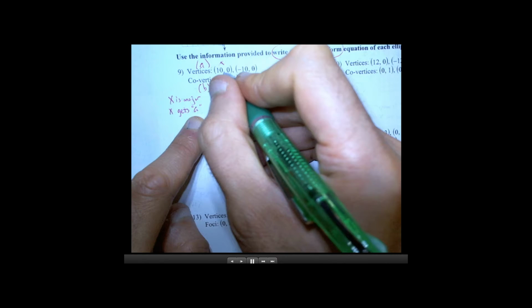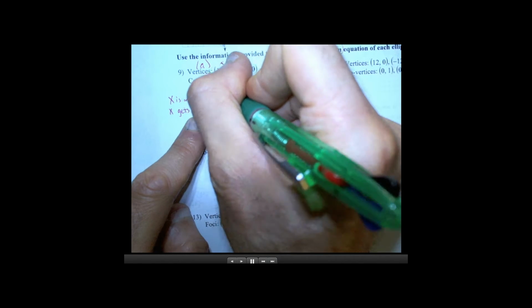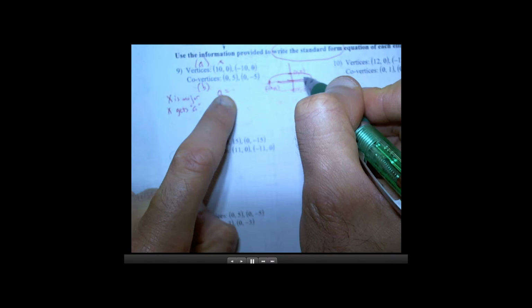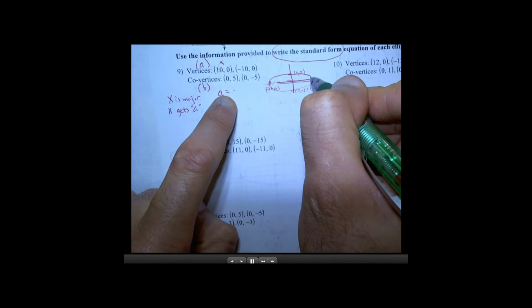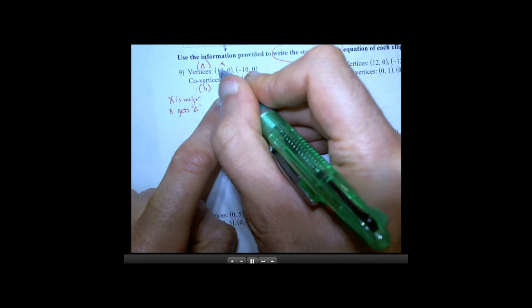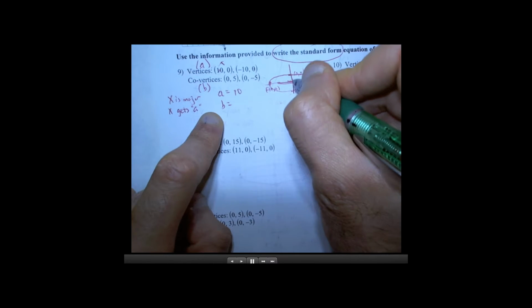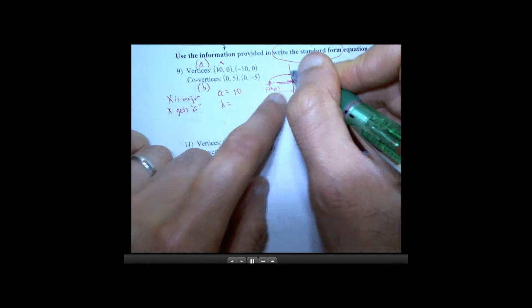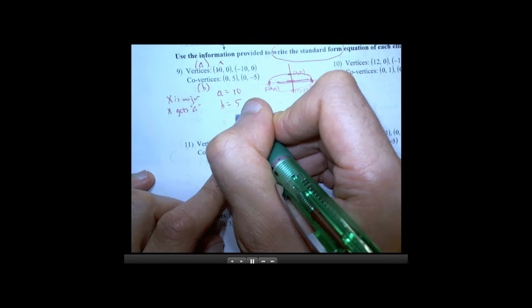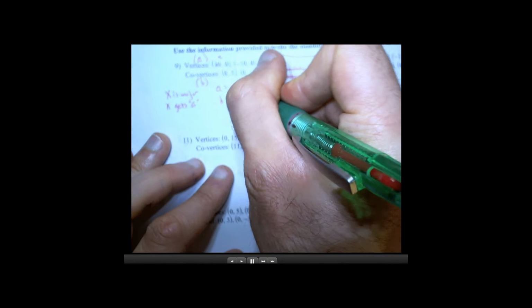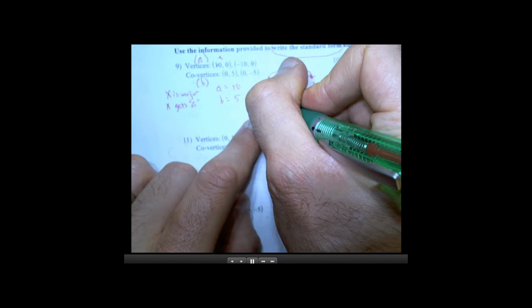All right, so let's figure this out. We know A is the distance from the center to the vertices. What is my distance from the center out? What length is that? 10, right? And you don't need the graph. You just say, okay, that's 10. B is the distance from the center to one of the minor axis, which is the co-vertice, 5. C, we don't need. That's it.